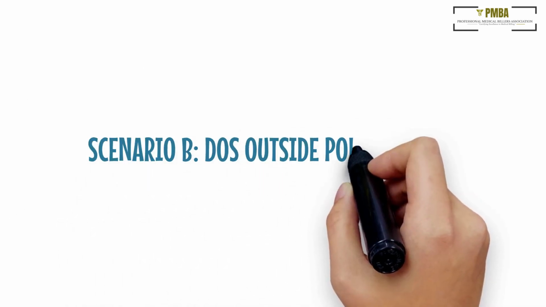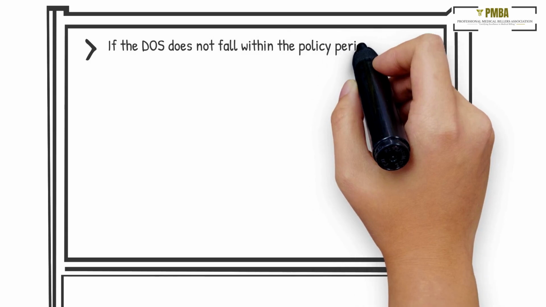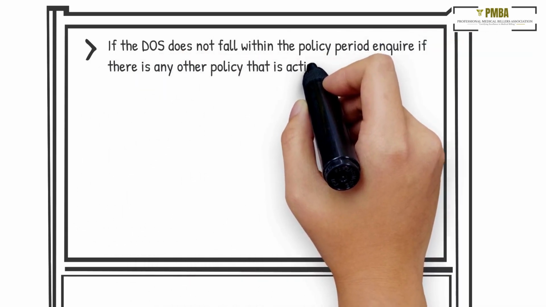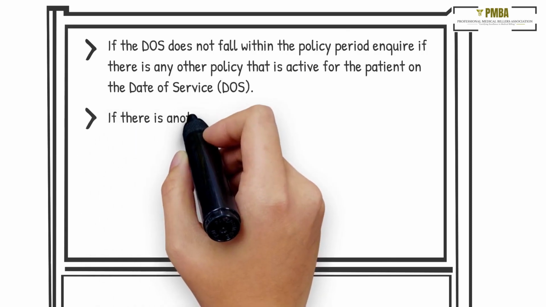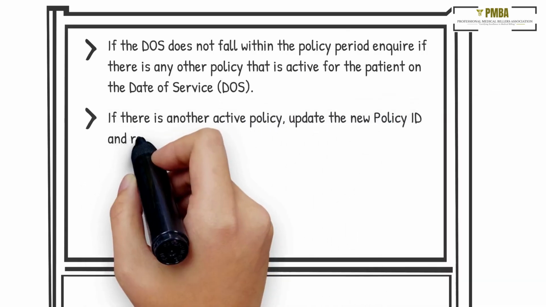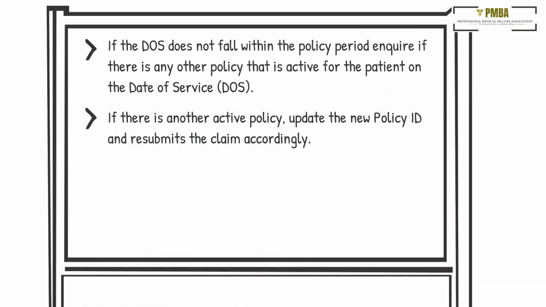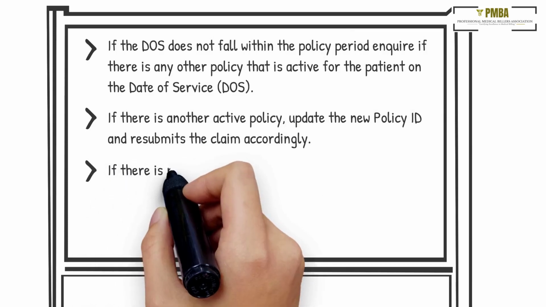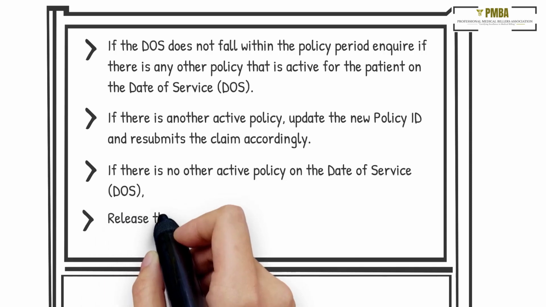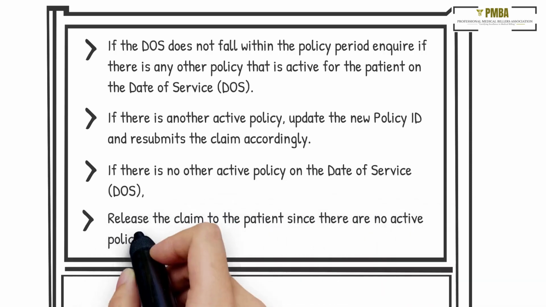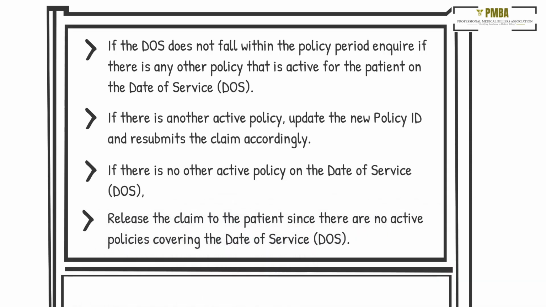Scenario B, DOS outside policy period. If the DOS does not fall within the policy period, inquire if there is any other policy that is active for the patient on the date of service, DOS. If there is another active policy, update the new policy ID and resubmit the claim accordingly. If there is no other active policy on the date of service, DOS, release the claim to the patient since there are no active policies covering the date of service, DOS.